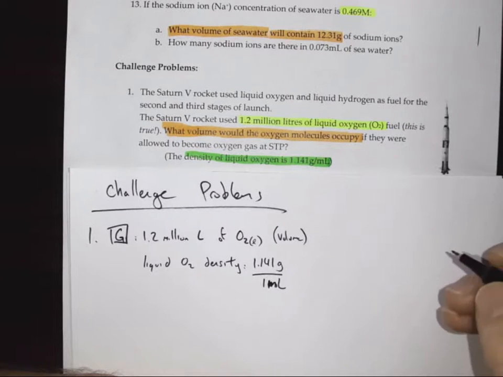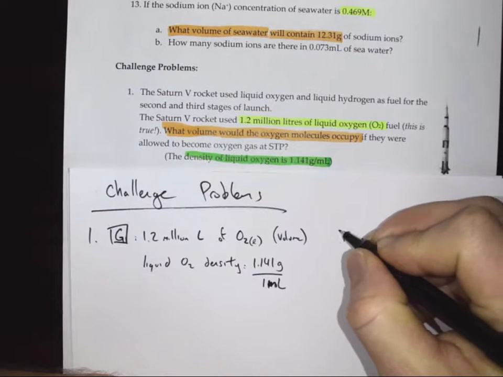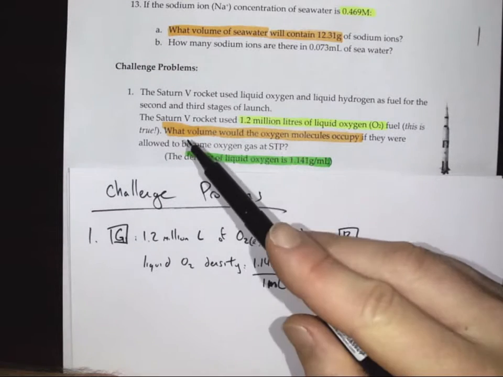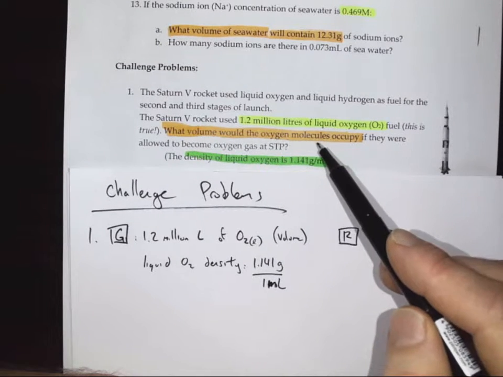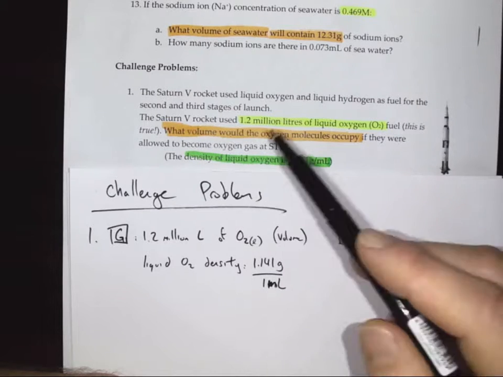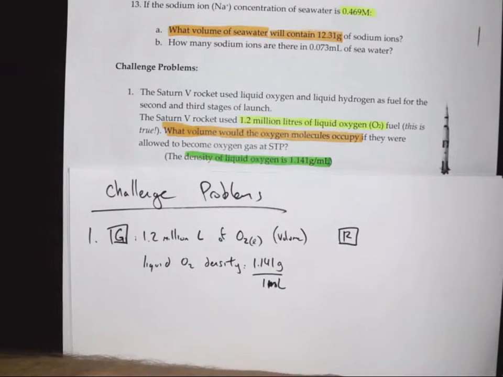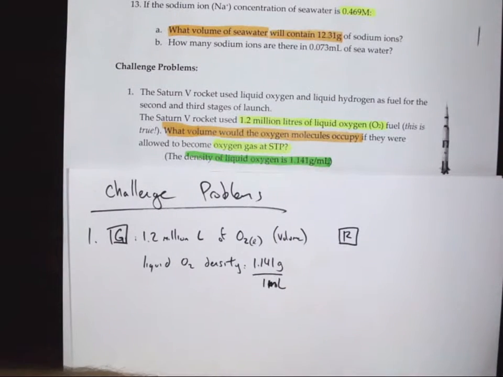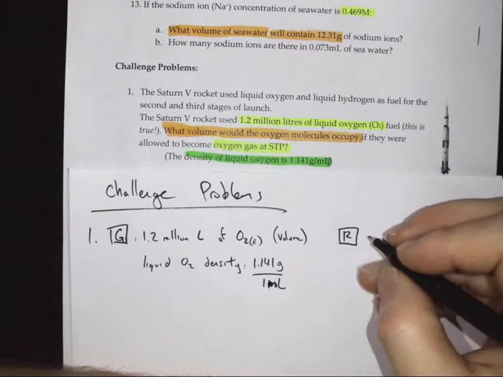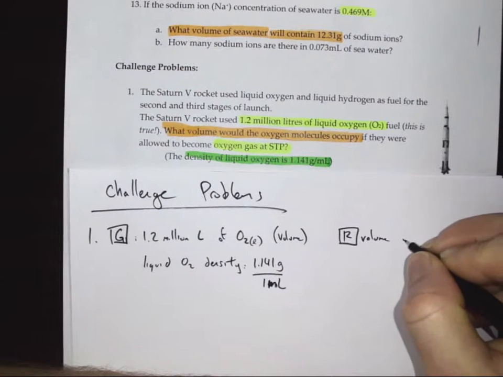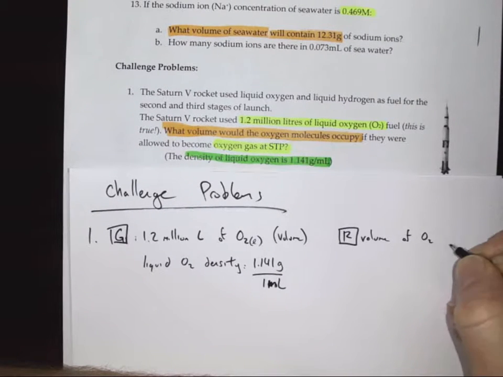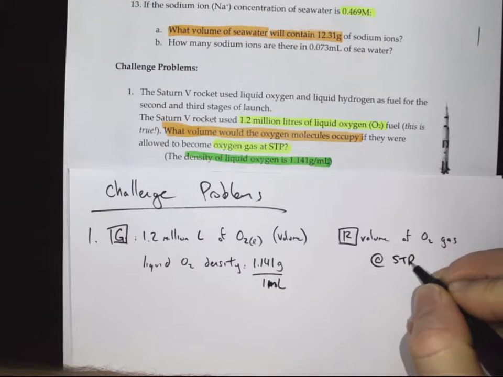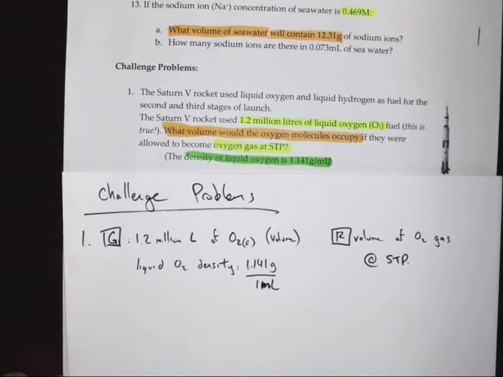And that's all we know right now. We could probably find some other things out. Let's ask, what are we required to find? And we're required to find the volume of oxygen molecules if they became oxygen gas at standard temperature and pressure. Okay, so the volume of O2 gas at STP. Great.